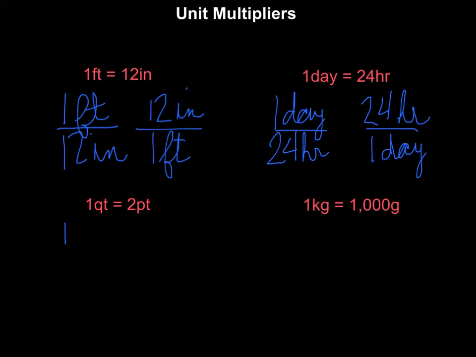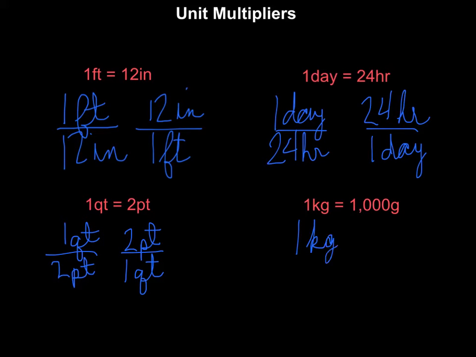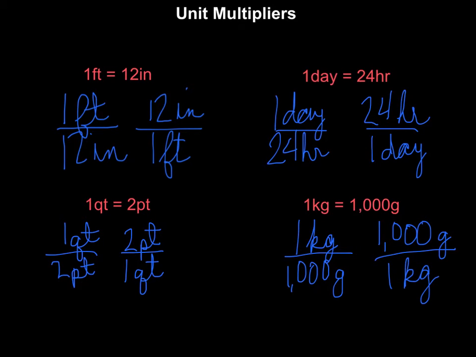I'll have 1 quart over 2 pints, 2 pints over 1 quart, and 1 kilogram over 1,000 grams, and finally 1,000 grams over 1 kilogram. Now that we know how to create a unit multiplier, we'll learn how to use them.